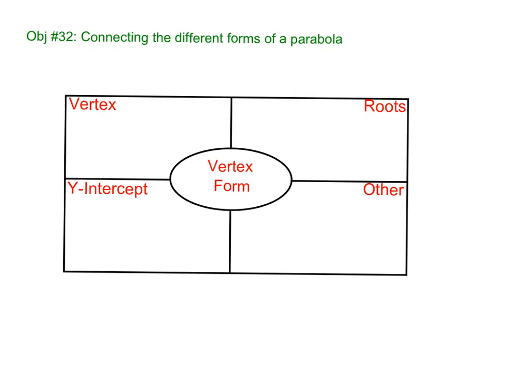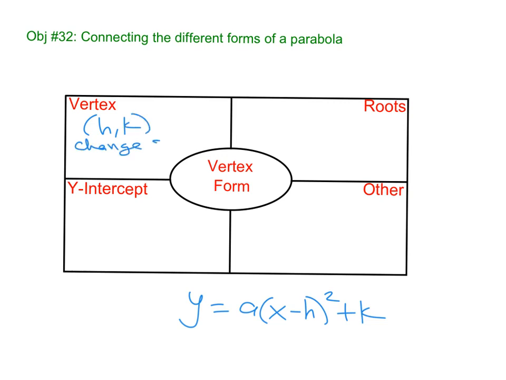All right, last one, vertex form. So this is y equals a x minus h squared plus k. The vertex is h comma k. Change the sign on the inside. Change sign inside. Outside stays the same.